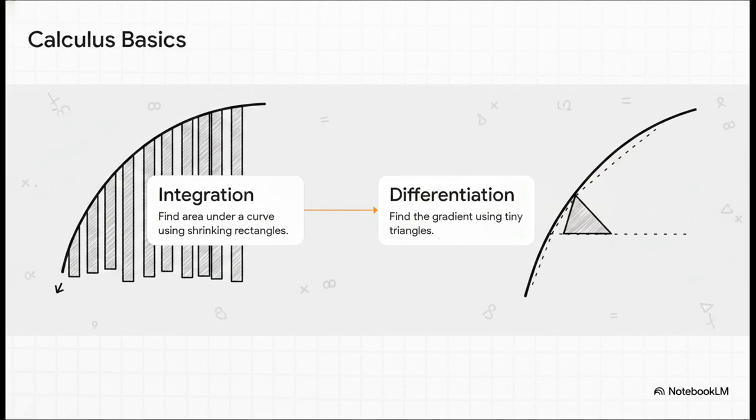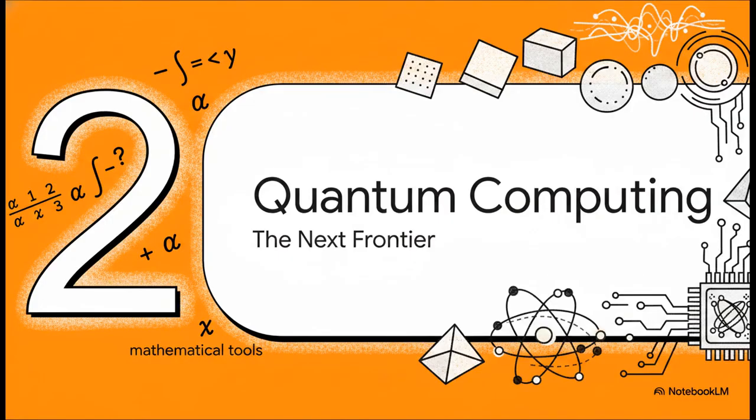The second part is differentiation, which is basically the exact opposite. It calculates the gradient, or the steepness of a curve at any specific point using infinitely tiny triangles. Together, these tools let us describe exactly how certain things change when other things change, which is literally the core of all physics. Section 2.